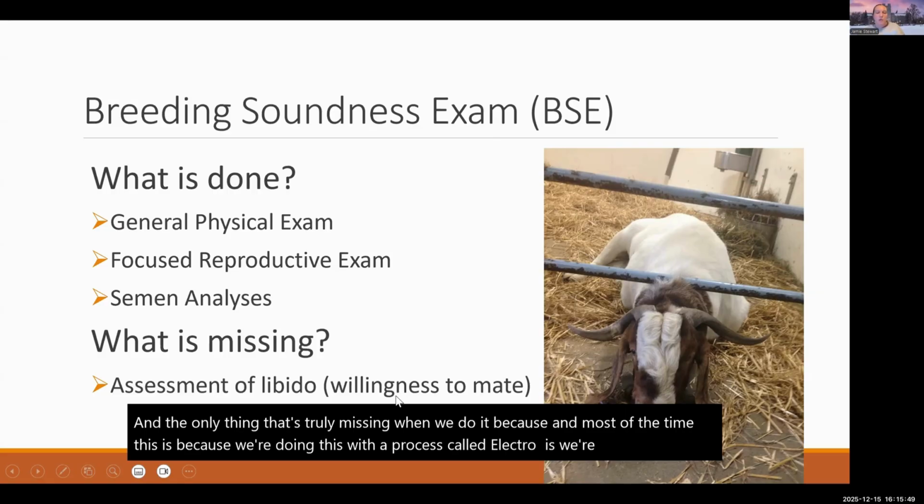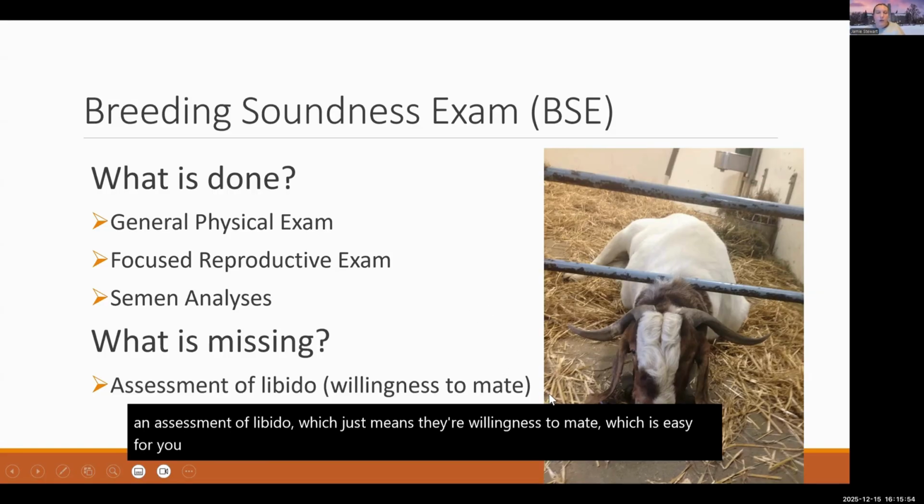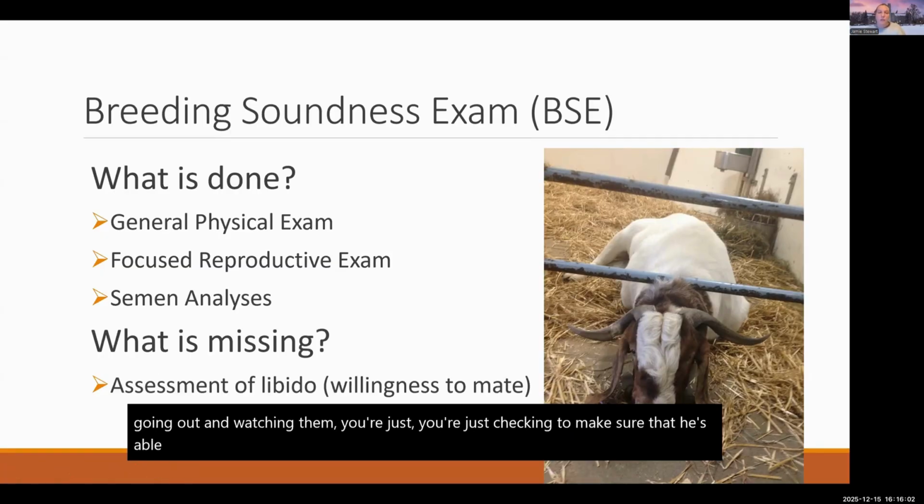is getting an assessment of libido, which just means their willingness to mate, which is easy for you to assess when you're at home, by putting a marker on or just going out and watching them. You're just checking to make sure that he's able and willing to go around and mate. But we're basically looking at him and saying, does he have all the machinery to get it done?